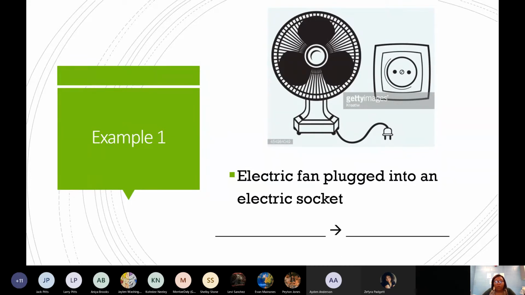So let's talk about what energy transformations we're seeing here. Guys, the screen's going to go black for a minute. Noah, did you finish your science test? Please unmute yourself. Noah, did you finish your science test?